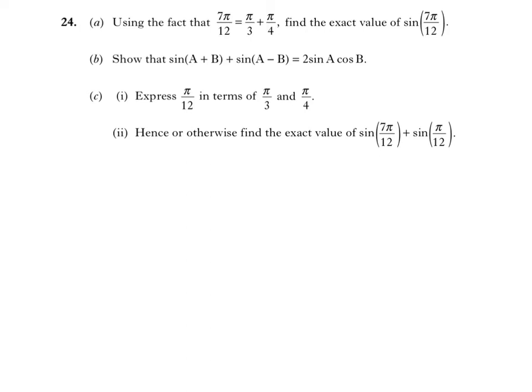Section 2, example 2. Using the fact that 7 pi over 12 equals pi over 3 plus pi over 4, find the exact value of sin 7 pi over 12. Well, the question is telling me what to do to get started. It's telling me to think about sin 7 pi over 12 as sin of pi over 3 plus pi over 4. There's only one route to go there, which is the addition formula for sin a plus b. So the sin plus expansion is sin cos plus cos sin.